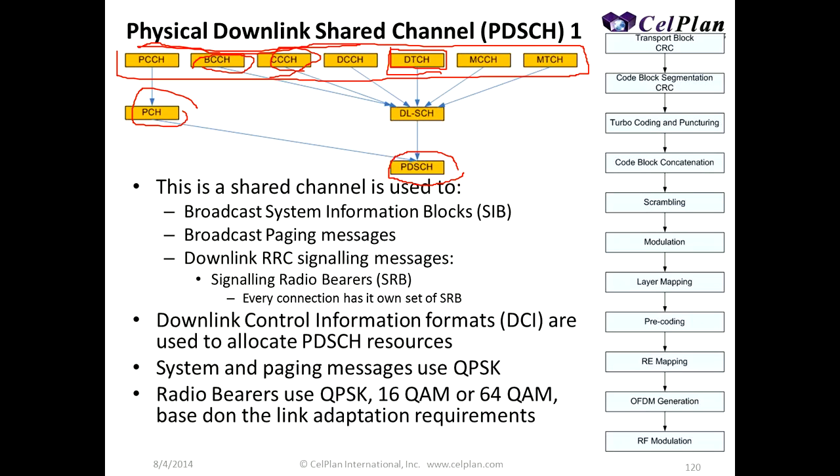So the traffic channel is here. It's one of the channels. So there is a lot of signaling overhead on those remaining symbols in the TTI, and that has to be also measured and considered. So it basically sends the SIBs, the broadcast system information. SIB is a very important thing that you need to remember. Broadcast paging messages, downlink radio resource control signaling messages, and then it sends the DCIs, the DCIs sent on the PDCCH are the ones that will tell where those resources are.